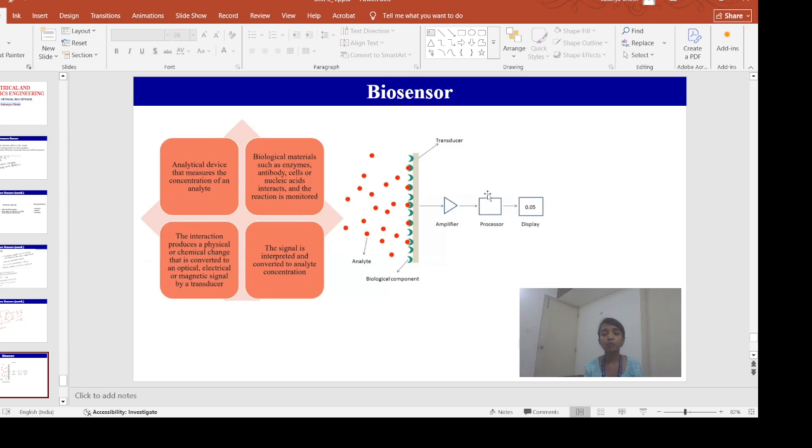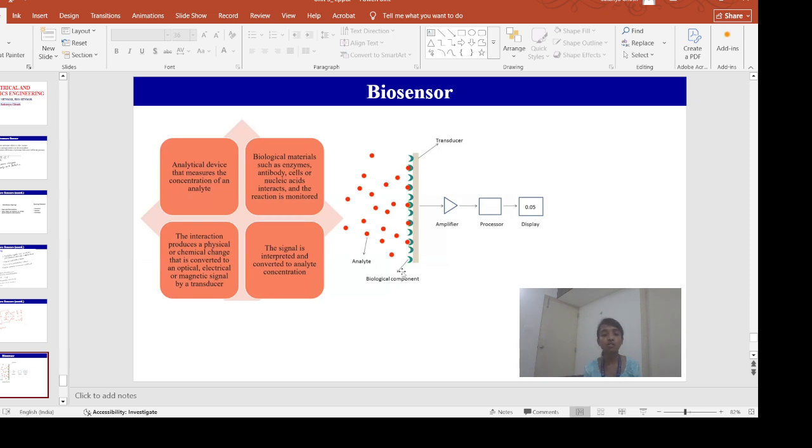Then there will be a processor which finds out the analyte concentration from the signal, and this analyte concentration will be displayed on a reader instrument or a displaying device. So here, what does analyte mean? Suppose you want to detect the glucose concentration in your blood. Here the analyte is the glucose.